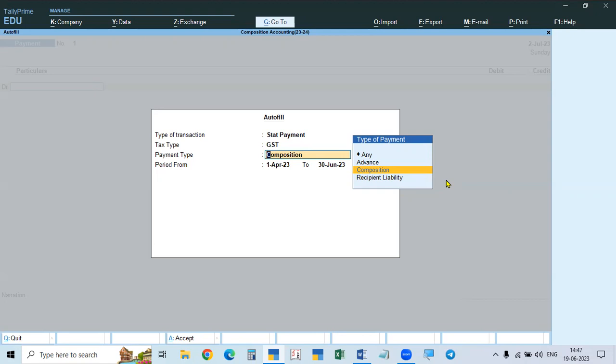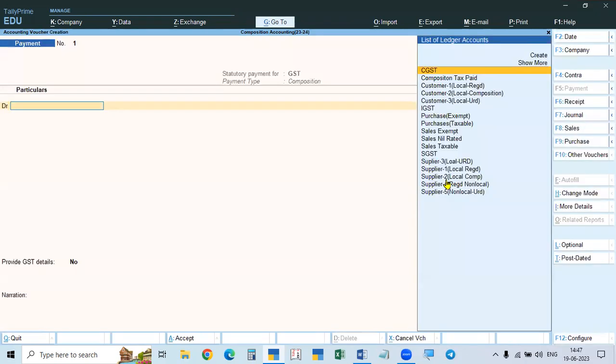So we are paying under the composition scheme. The date is 1st April to 30 June. It will not take that, so I take 1st July, up to that period I am making the payment. That's all. So it will show here statutory payment for GST. Type of payment is composition.